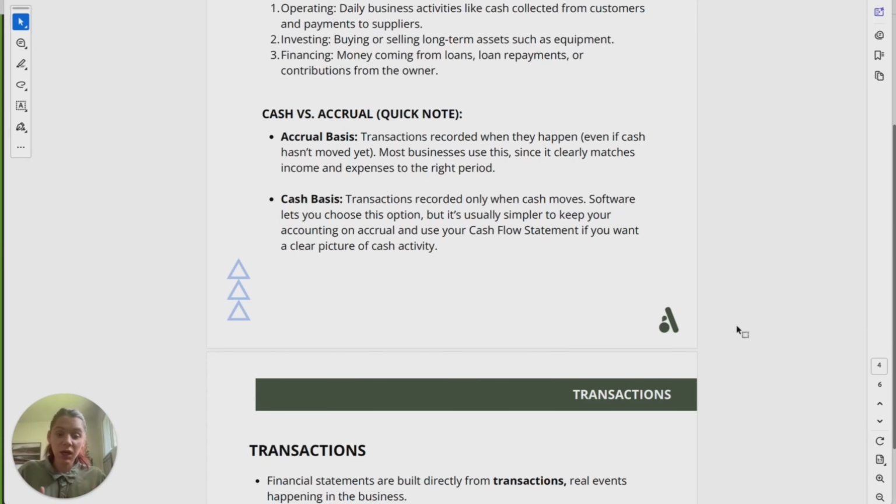In that sales example, if you sold something and gave your customer 30 days to pay, the transaction took place when you sold it and you'd recognize the sale, but you wouldn't recognize the movement of cash until maybe the next month. So accrual takes into account when the transaction happened, the sale was made, whereas a cash basis would take it into account only once cash has moved hands.